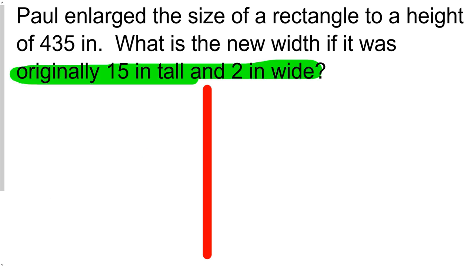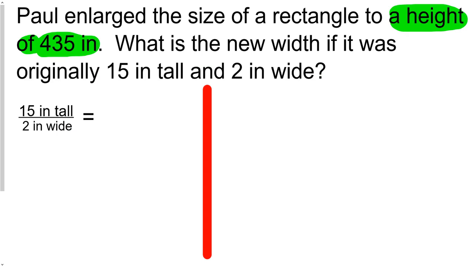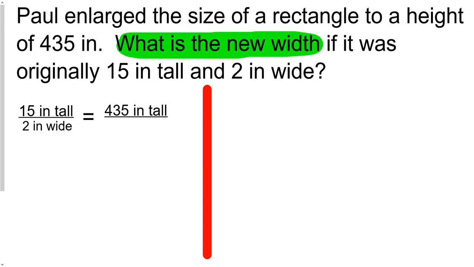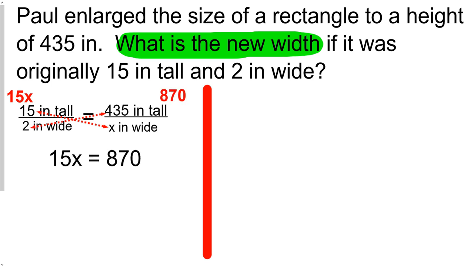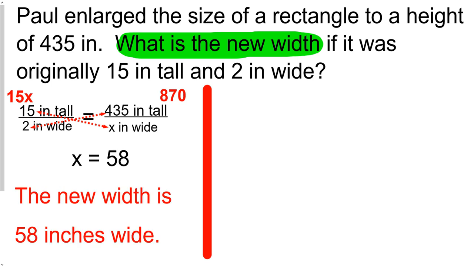You can see that 15 inches tall to 2 inches wide kind of forms its own ratio. They gave me 15 inches tall, so I'll put that one in first. 2 inches wide, I'll put that one in second. Now, you can see right here that the new size of the rectangle after Paul enlarged it was a height of 435 inches. So that's the height, the same as tall right here, right? So I'm going to put 435 inches up top. And then they're asking you what's the new width. So the width would go on the bottom one, and we'll make that an X. Now you just cross multiply and solve. And it would be 58 inches is the new width.